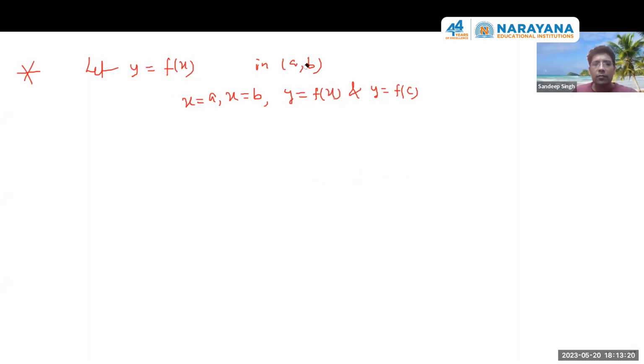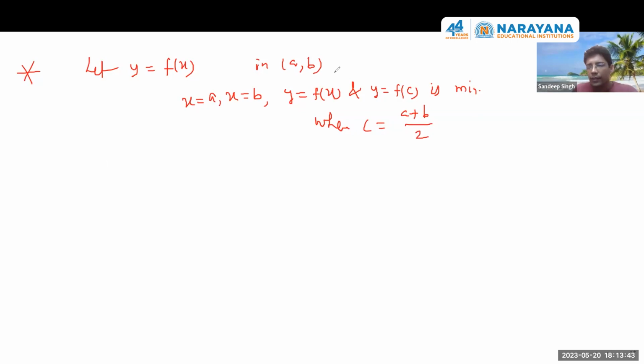So y equal to f(x) is a monotonic function in the open interval. Then the area bounded by x equal to a, x equal to b, y equal to f(x), and y equal to f(c) is minimum when c equal to (a plus b) by 2. Directly you should apply this theorem here.